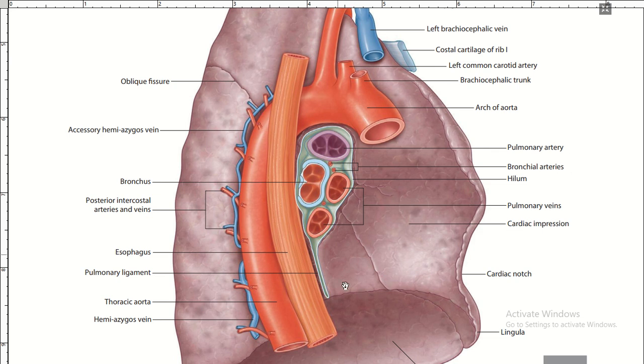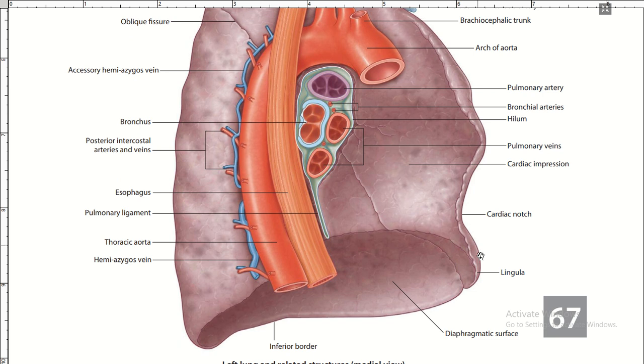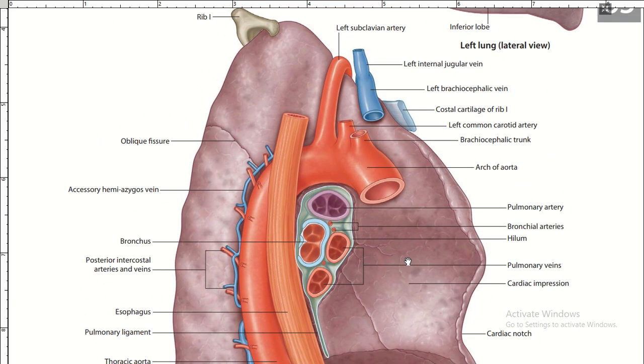So this is going to be your cardiac notch. This is going to be your lingula, which is a part of the superior lobe. This is going to be your diaphragmatic surface, right? And your left lung is smaller than the right lung. Your left lung is lower than the right lung because it is sitting on the left lobe of the liver that is smaller than the right lobe of the liver.